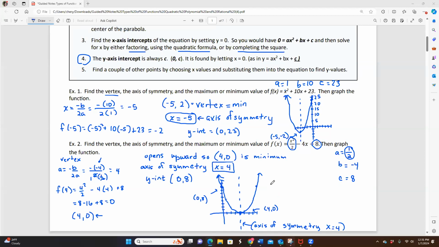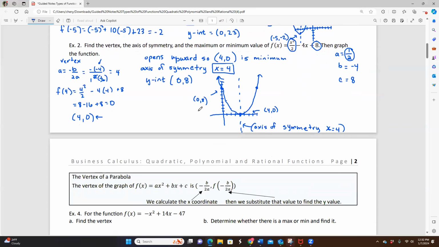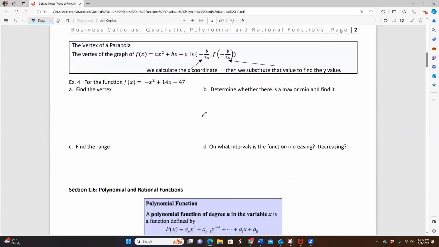So here we've identified all of those parts of our parabola. We have our y-axis intercept at 0, 8, our vertex at 4, 0, our axis of symmetry at x equals 4. And since we know it's an axis of symmetry, if 0, 8 is a point on my parabola, then if I go 4 units to the right of the axis of symmetry, I would know that 8, 8 would also be a point on my parabola. One helpful use of the axis of symmetry. Let's take this a little bit further and try it again.